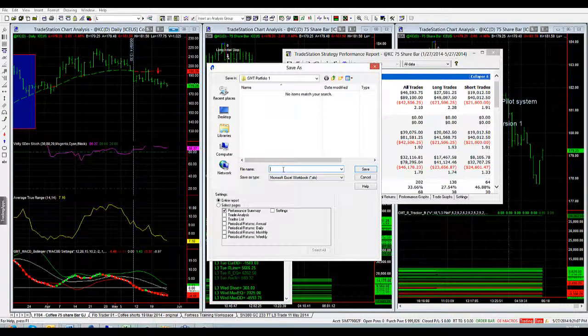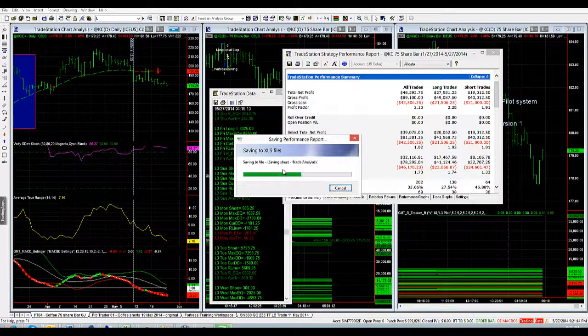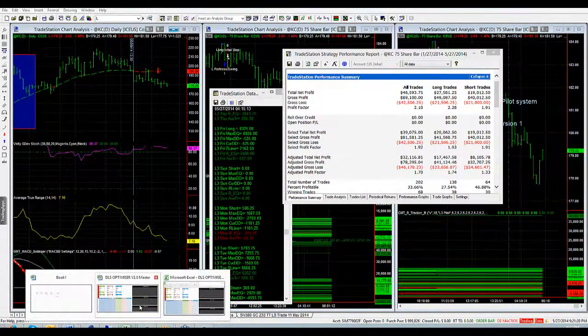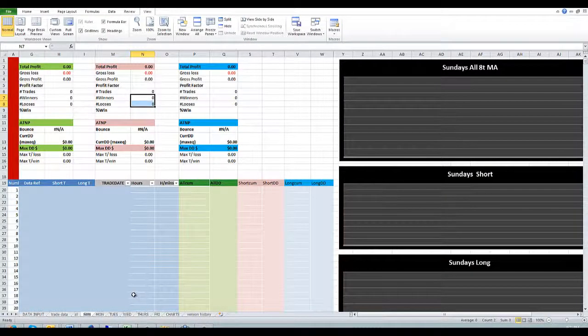So we're going to go pilot coffee pilot, and we're going to analyze this strategy. Now we need to save it as an Excel spreadsheet, don't we? Because that's what our interrogation tool is. So now we're going to move over to our DLS.